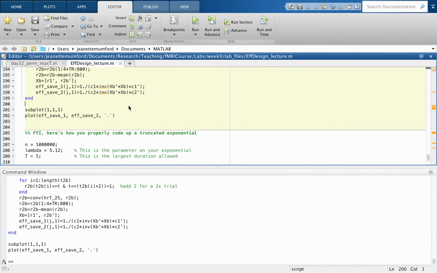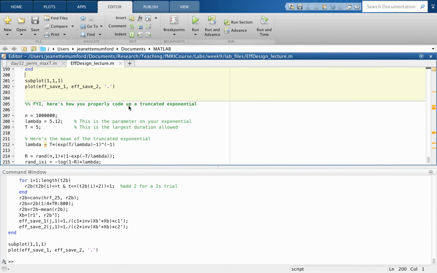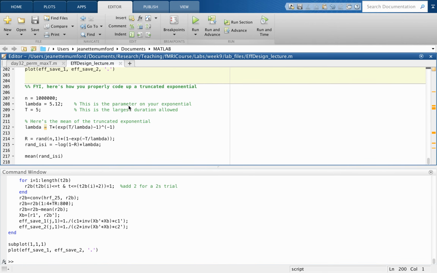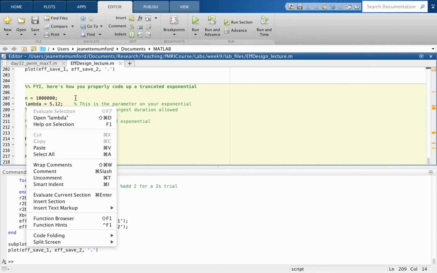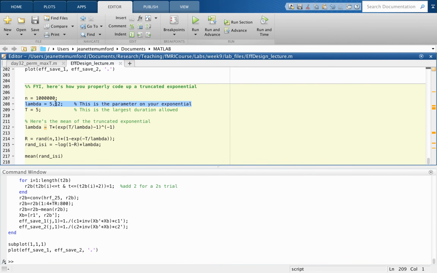You have the code now for creating the regressors, and you can do that, and you can also see how the efficiency changes. Last, here's how to properly code up a truncated exponential, and this is just how many simulations I'm going to do. This is the lambda parameter from an exponential, so often people will report that, but then they don't actually generate the data properly. But this is the max value. So this would be a cutoff of 5 seconds, and this is related to the mean. It won't be the mean of your truncated exponential. This is the true mean of a truncated exponential.